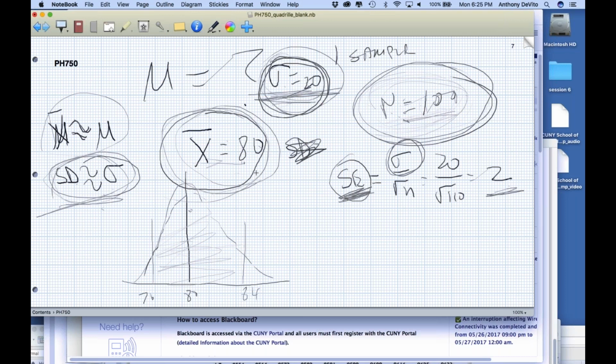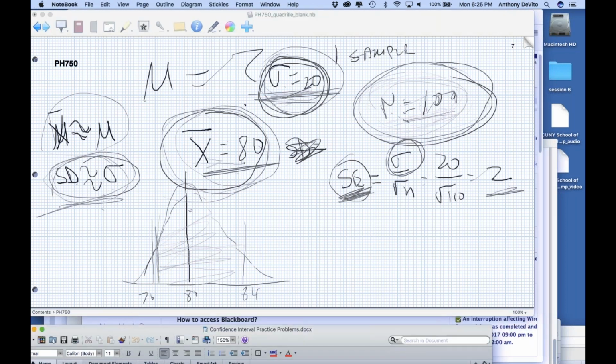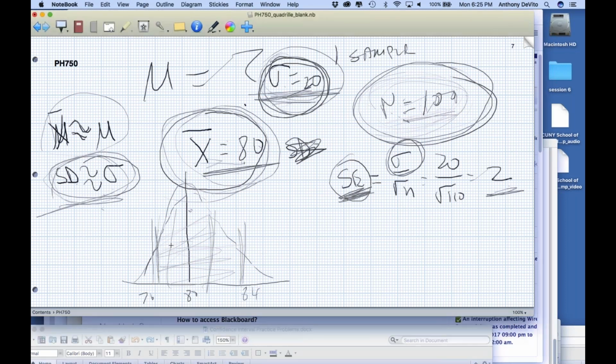Now, the problem is that you don't know whether that's the middle or not. That could be down here. Could have been this sample. Could have been this sample. Could have been this sample. All you know is that you would expect there's a 95% chance that most of these samples would be within this range of them.